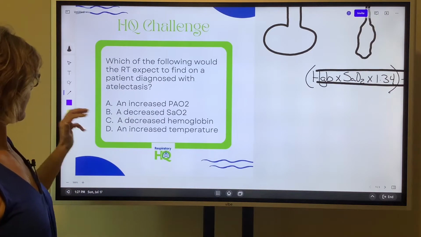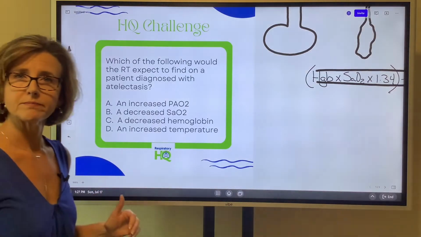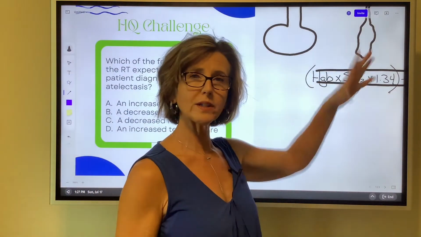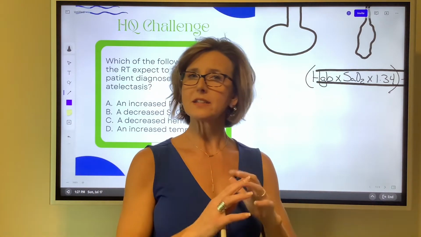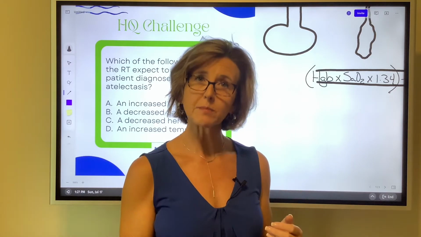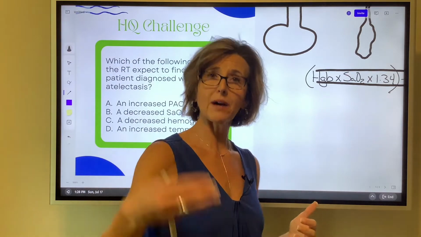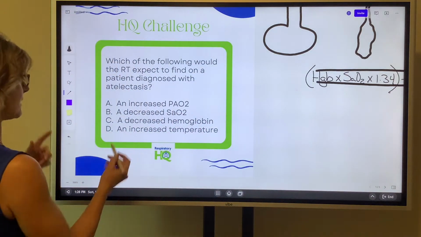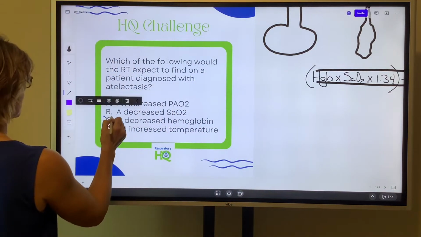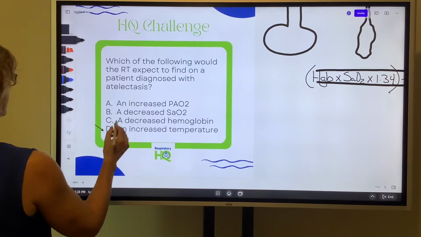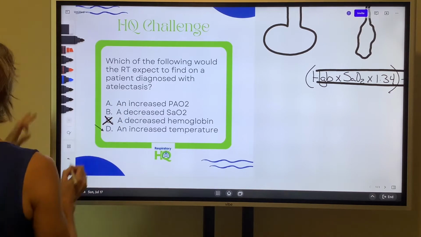So let's start with hemoglobin. Atelectasis and what's going on in the alveoli does not change the amount of hemoglobin that is in the bloodstream. It really has no impact on the amount of hemoglobin in the body. So let's get rid of that. That is not going to be an option.